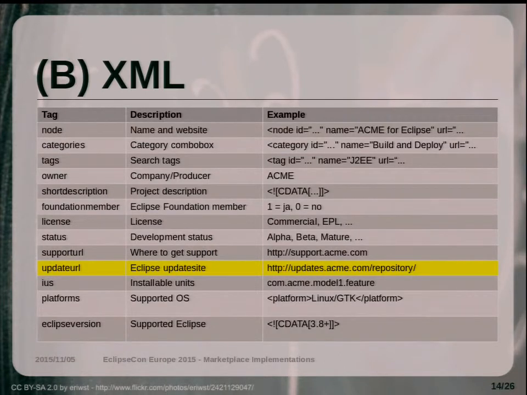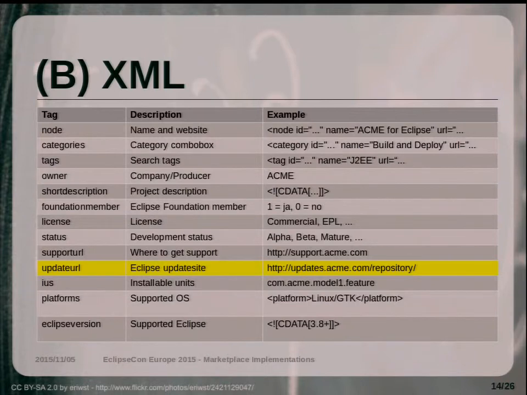Yeah, that's it. But the most important, the other things are important too. So I just listed a few of them which are important or necessary, like license, or whether the one who offers the plugin is a foundation member or not. That's very Eclipse Foundation specific. But there's another thing, status and so on. But the most important thing is the update URL and the installable units.